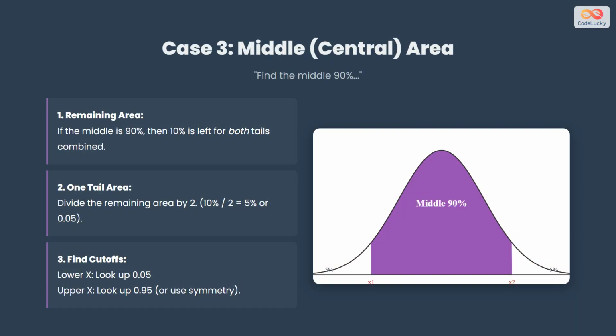The third scenario is finding a middle or central area, such as the middle 90%. First, determine what percentage remains for the tails. If the middle is 90%, 10% remains. Since the curve is symmetric, divide this by 2. That leaves 5% in each tail. You would then look up 0.05 to find the lower cutoff and 0.95 to find the upper cutoff.